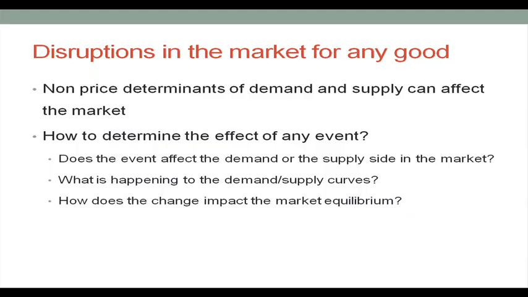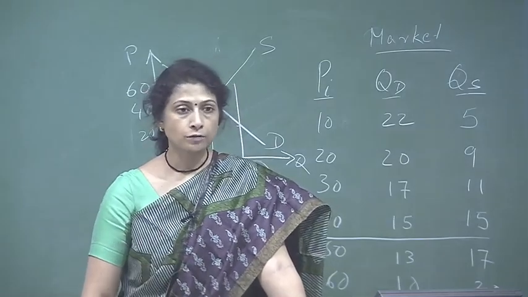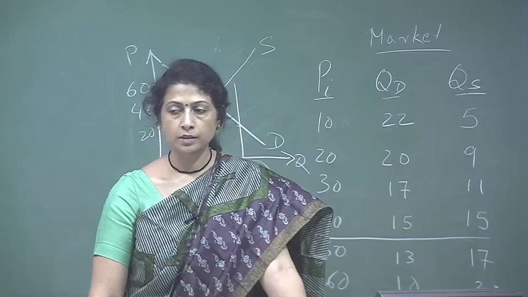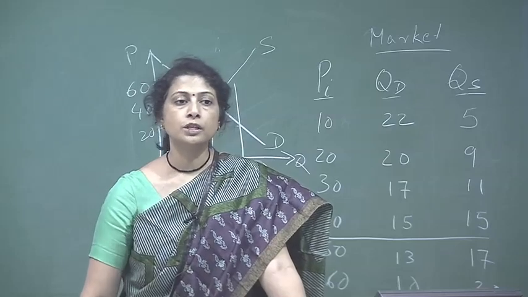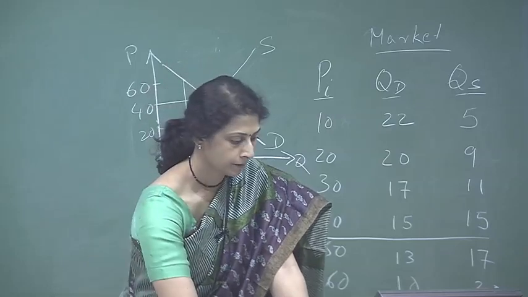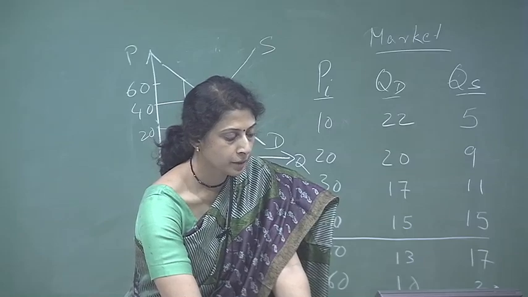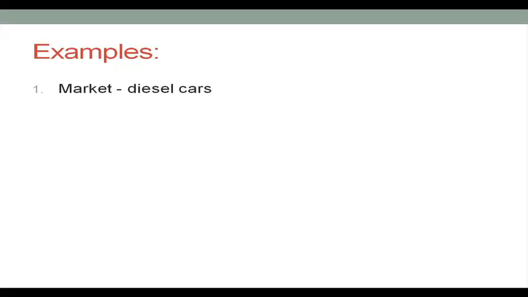And third is, how does the change impact the market equilibrium? Once I have figured out which of the two curves is getting affected and how it is getting affected, it is easy to see what the new equilibrium is. So let's try some examples and see how we can use this model to understand any changes in the market.